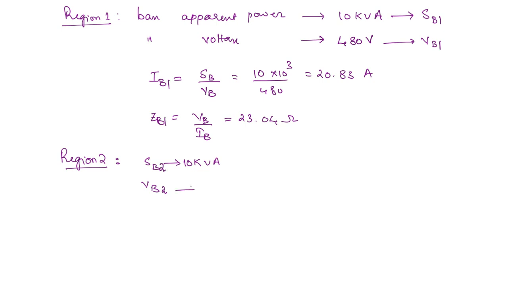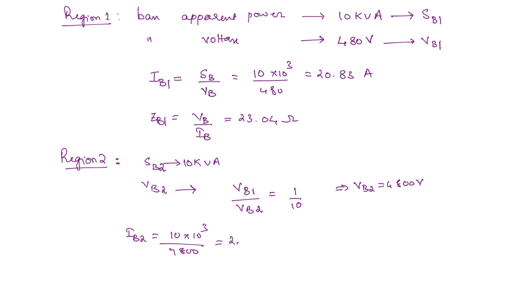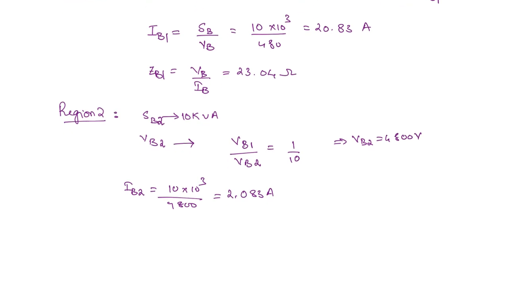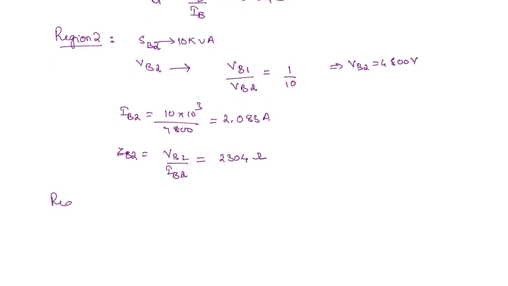So VB2 you can find from the voltage ratio, right? VB1 by VB2 is equal to 1 by 10. So this gives you VB2 is equal to 4800 volt. Now similarly, you can find out the base current. This is going to be 10,000 divided by 4800. So this is 2.083 amperes. And base impedance, similarly this is going to be VB2 divided by IB2, and this you're going to get as 2304 ohms.